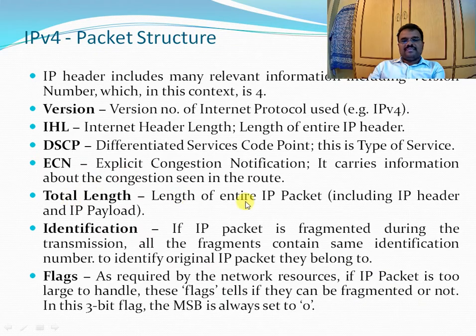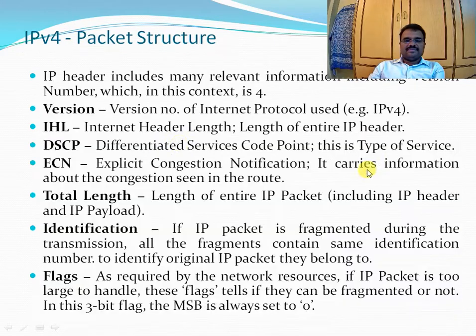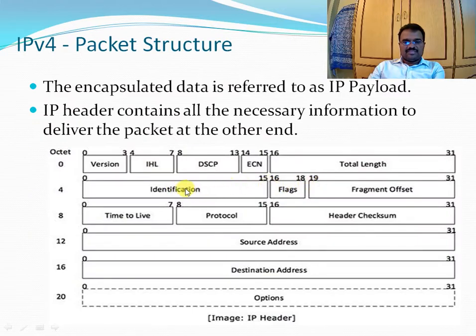Then the total length is the length of the entire IP packet, including the IP header and IP payload. And identification: if an IP packet is fragmented during transmission, all the fragments contain the same identification number to identify the original IP packet they belong to. This one is the identification.